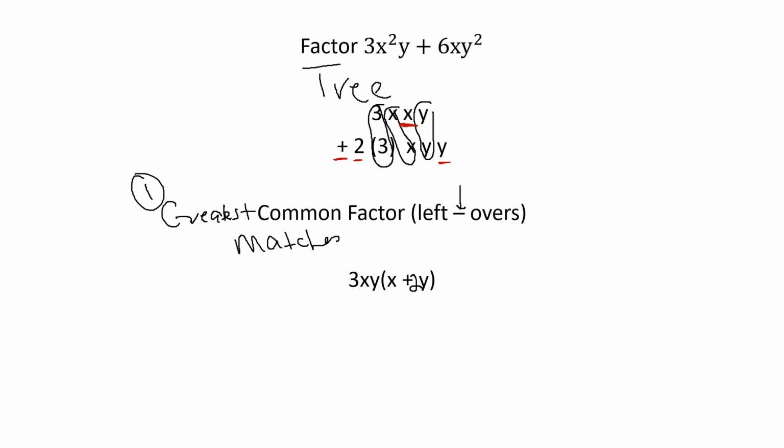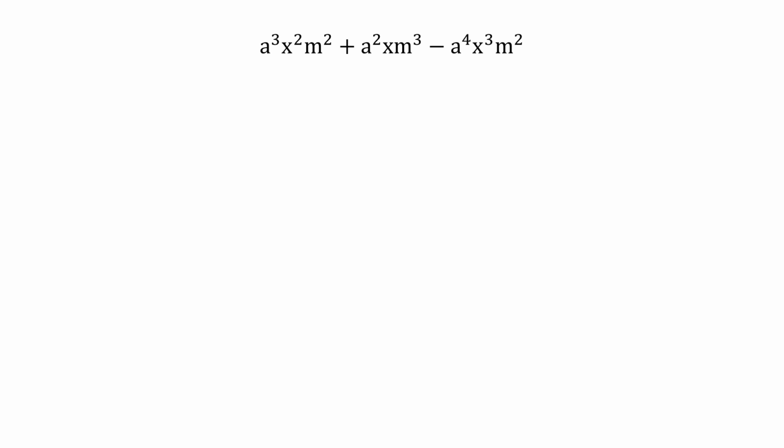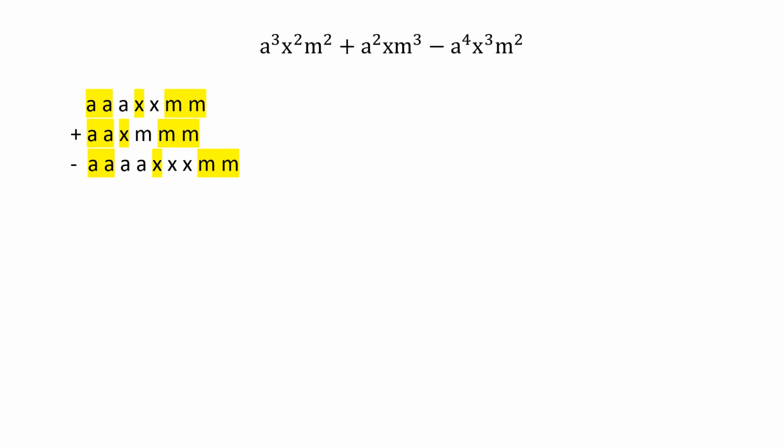Let's do another one. All right, now this one looks terrifying. And I'll be honest, if you have dyslexia or dyspraxia, where your eyes kind of jumble things up, this may be a little bit difficult for you. I'm going to suggest that you spread it out on some notebook paper, because you have so many of the same letters and those little numbers, and it gets jumbled up. So step 1, tree it out. My first term is a cubed, x squared, m squared. Second term, a squared, x, m cubed. Then a to the fourth, x cubed, m squared. So just spread it out.